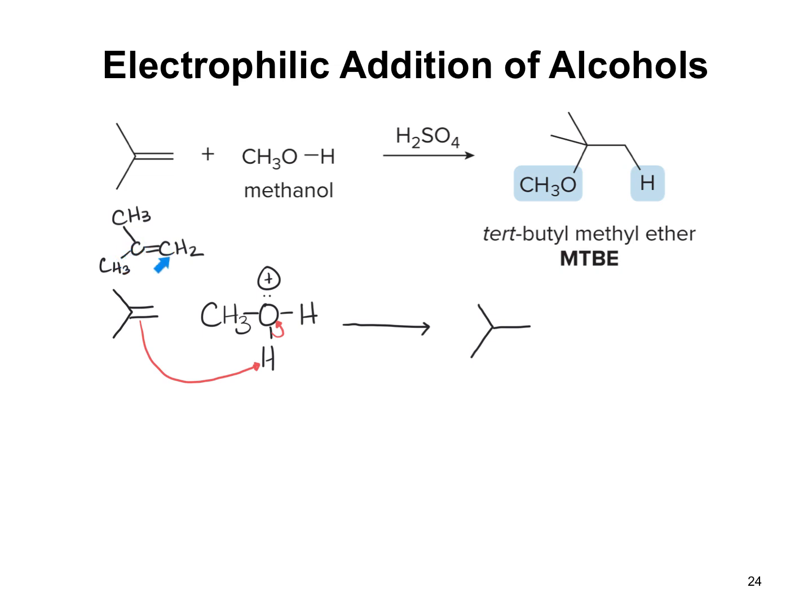And so this carbon doesn't have any hydrogens on it. This carbon has two hydrogens on it. Our hydrogen that we add is going to be added to this carbon because of Markovnikov's rule. So that means that our positive charge is going to end up on this carbon. Then we have the CH3OH that comes back in and will coordinate to that positive charge there.